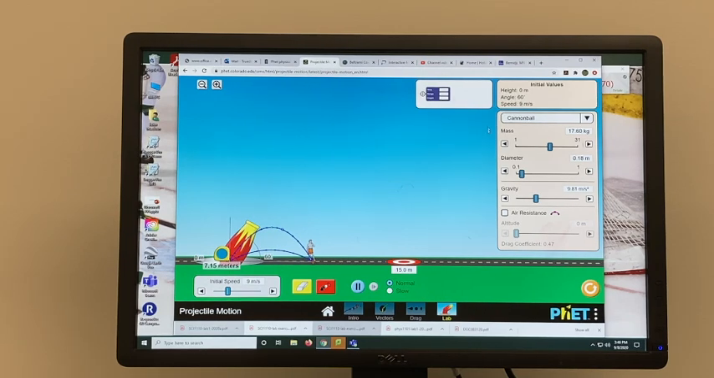What we're not going to do, we could do, is height. We could raise it up more, but we're not going to do that in this case. So we'll leave it there.